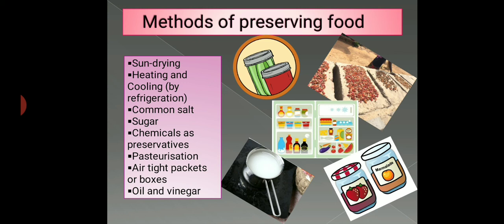Then comes sugar. Sugar reduces the moisture content, which inhibits the growth of bacteria that spoil food. For pickles, oil and vinegar are used to prevent spoilage because bacteria cannot live in such an environment.